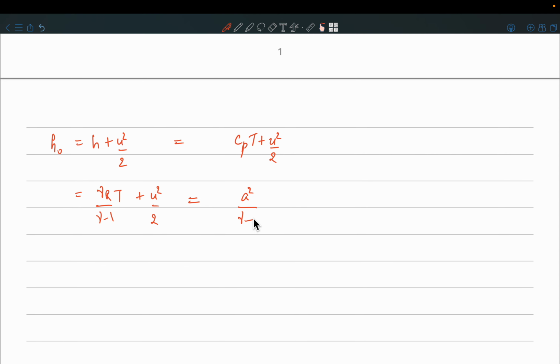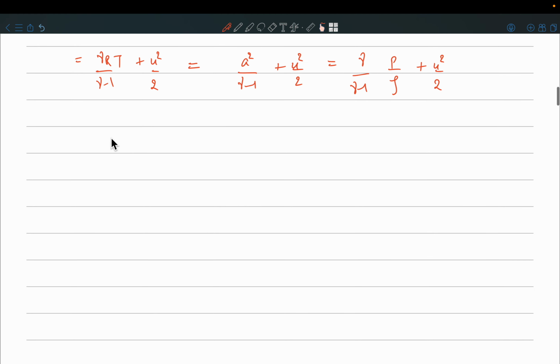Okay, a square by gamma minus 1 plus u square by 2. And another thing is RT is nothing but P by rho. So gamma by gamma minus 1 into P by rho plus u square by 2. So these are the equations which have already been discussed in your lectures, right? Also, you must be aware of these equations.